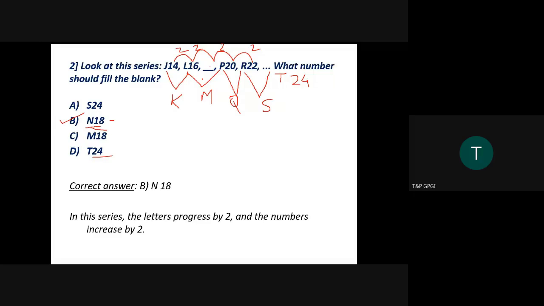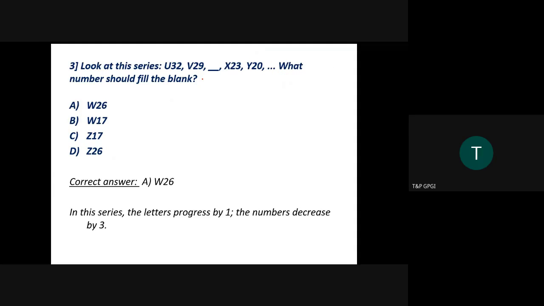Next, look at the series U32, V29. Now see, 32 and 29, there is a difference of 3. 29 and this number, I don't know about this also. 23 and 20, again a difference of 3.